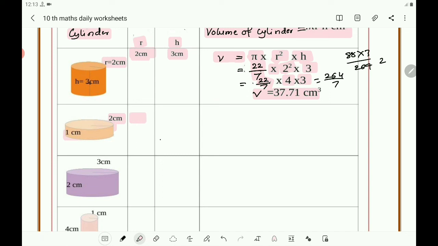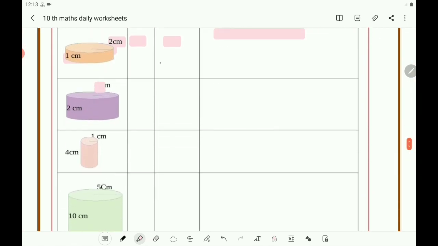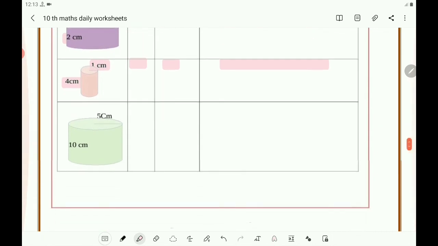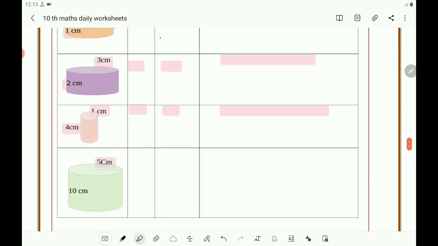Here you write 2 cm, here you write 1 cm, and write the formula for V and calculate V. The next cylinder with radius 3 cm and height 2 cm, write 3 cm, 2 cm, write the formula for V and calculate the volume. Then for the next cylinder, r equals 1 cm, h equals 4 cm, write 1 cm, 4 cm and write the formula for V and calculate. The last cylinder, r equals 5 cm and h equals 10 cm. Write 5 cm, 10 cm and write the formula for V and calculate the volume of the cylinder.